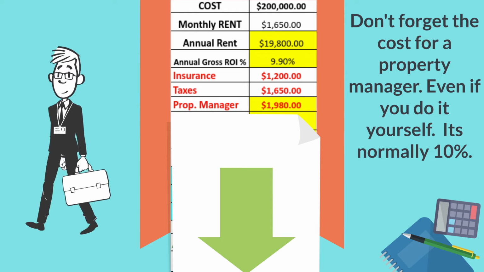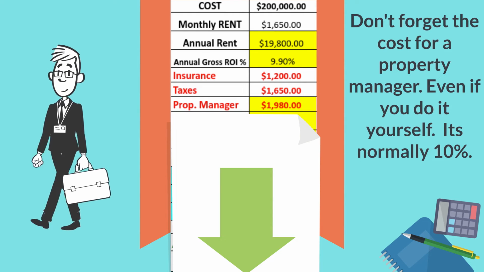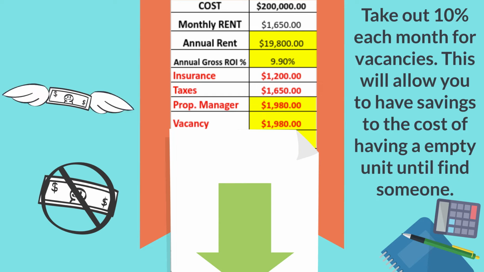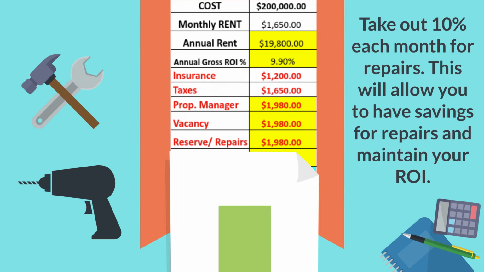Property management fee is normally 10%. Take out 10% each month to have reserves for vacancies and repairs. This will allow you to have savings for repairs and when your unit is empty to maintain your return ROI.